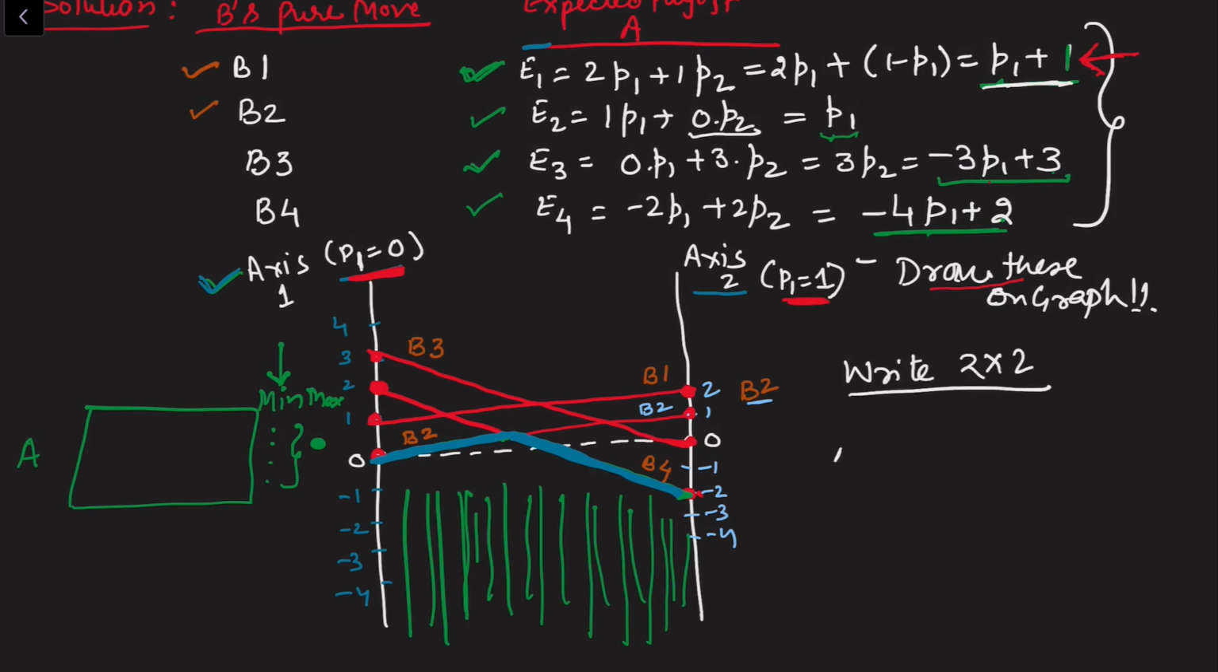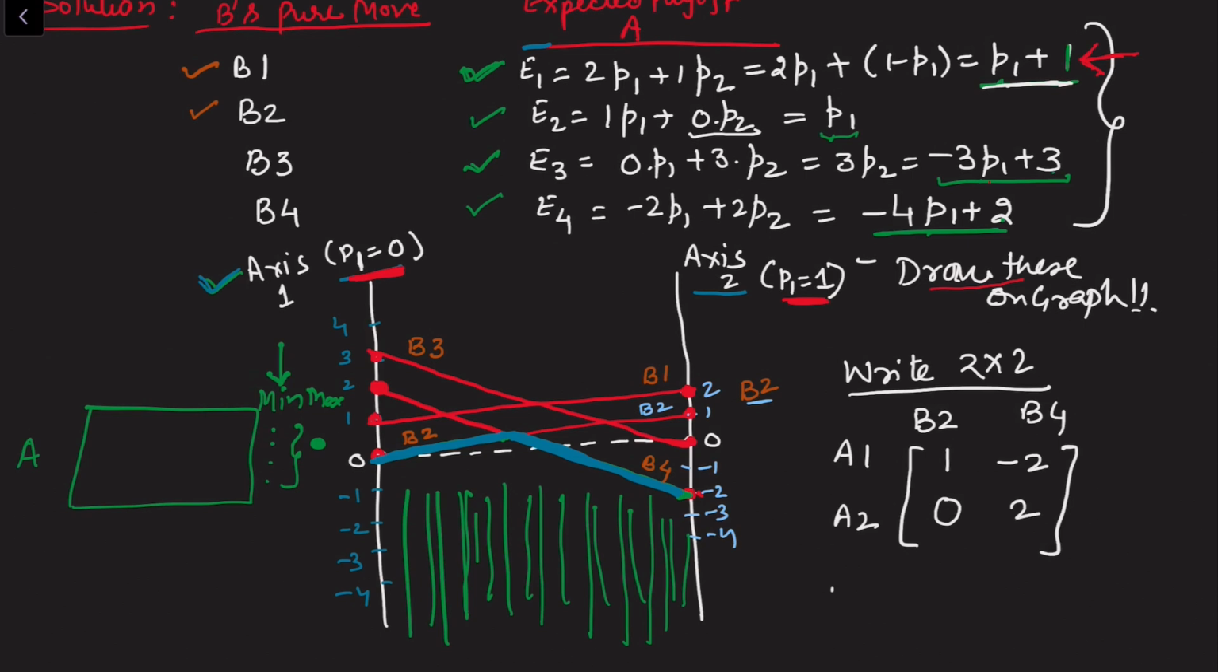So what is a 2 cross 2 game? A1, A2 remain as it is. But instead of B1, B2, B3, B4, I am only writing B2, B4. And this means I am going to write now the data for B2, B4. So from the question, only write the data for B2, B4. So this is 1, 0, minus 2, 2.